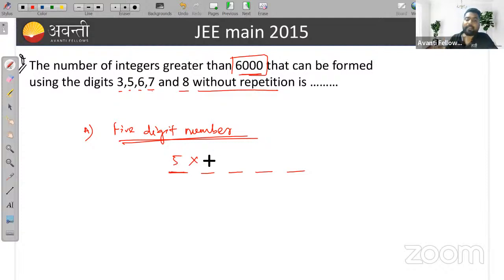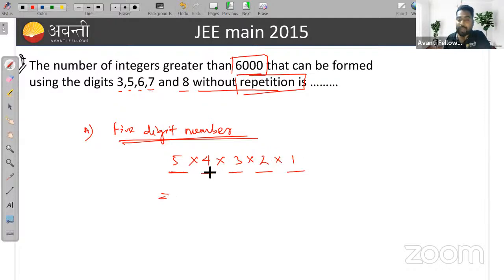For the second place we have 4 options. Why? Because we already used a digit from these 5 digits in the first place, and repetition is not allowed. If a digit is used already, then we cannot use that digit. So we are left with 4. Next, for the third place we have 3 options, for the fourth place we have 2 options, and for the last one we have 1.